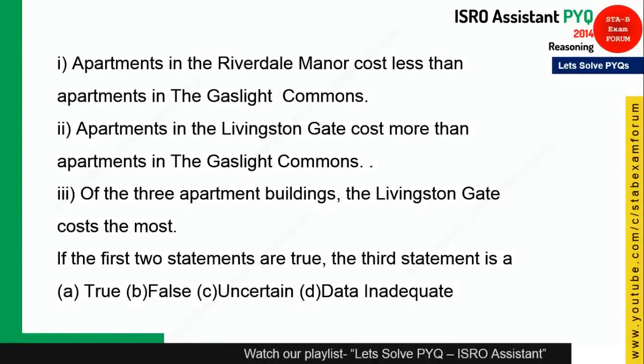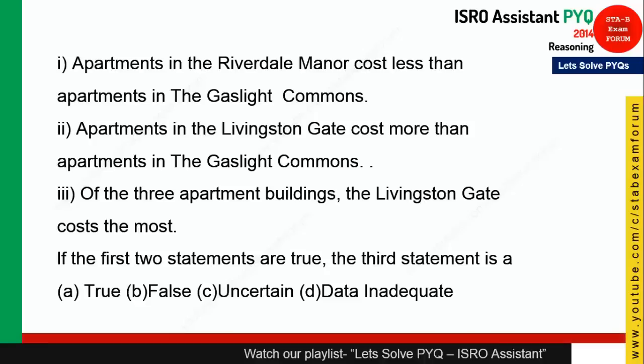It is again from logical reasoning, like the question we have seen on raspberry and strawberry. Let's make the statements for this. An apartment in Riverdale Manor costs less than an apartment in Gaslight Commons. So we can write, R is less than G, where R stands for Riverdale Manor and G stands for Gaslight Commons. Similarly, an apartment in Livingston Gate costs more than Gaslight Commons. Combining these two, R is less than G and G is less than L.